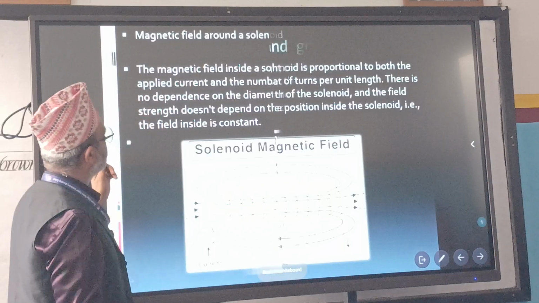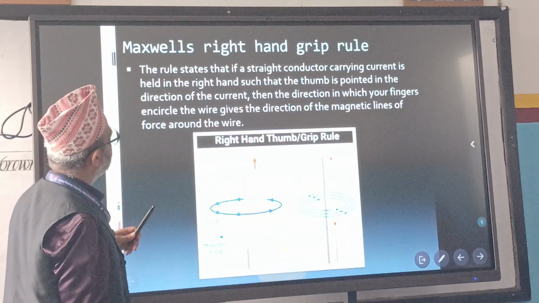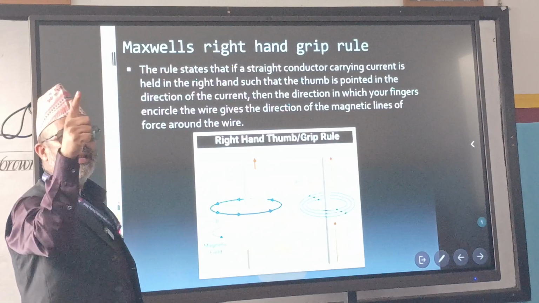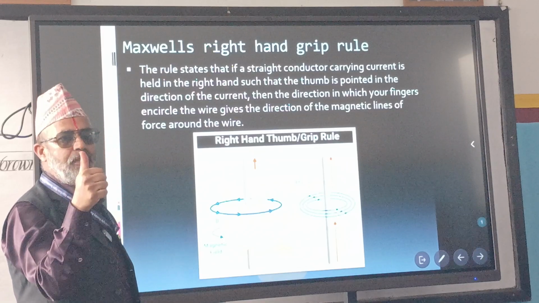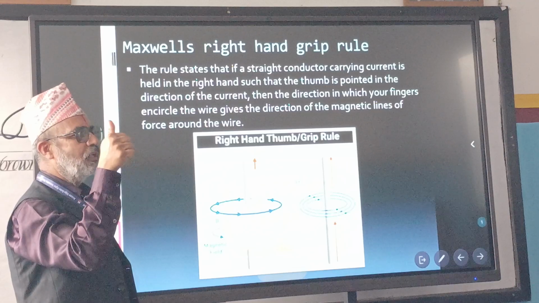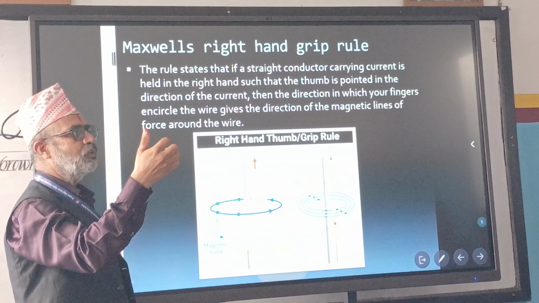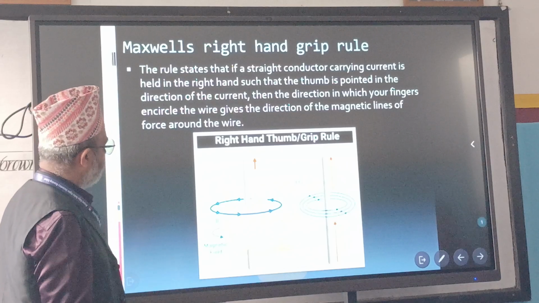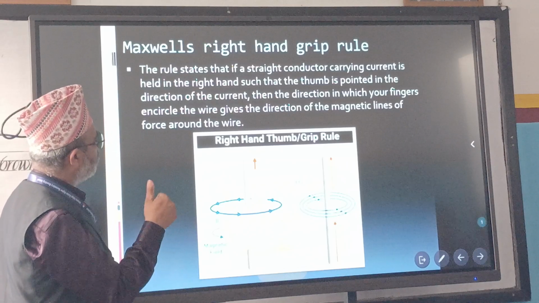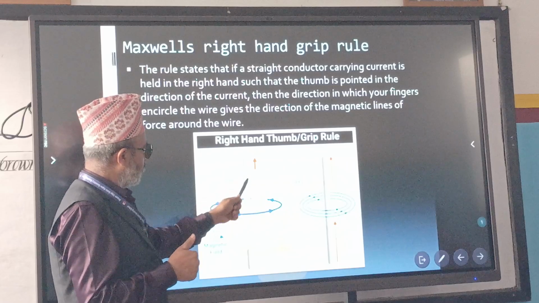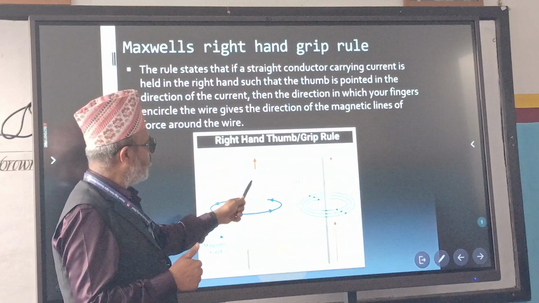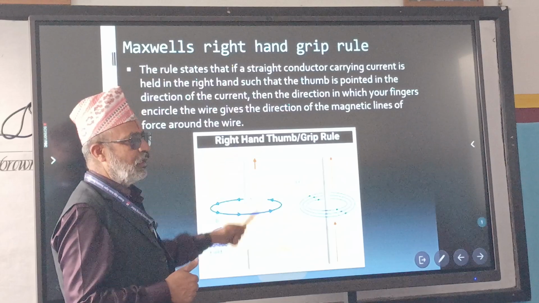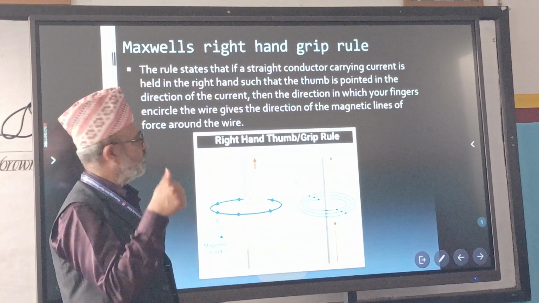Now, next one, let's see here. Maxwell's right hand grip rule. Right hand grip. Last time, the right hand thumb was there. The thumb was pointing in the direction of current, and the other fingers showed the magnetic field. But here, what did it show? This right hand thumb rule shows, okay, the end from which the current is going is North Pole, the other is South Pole, isn't it?